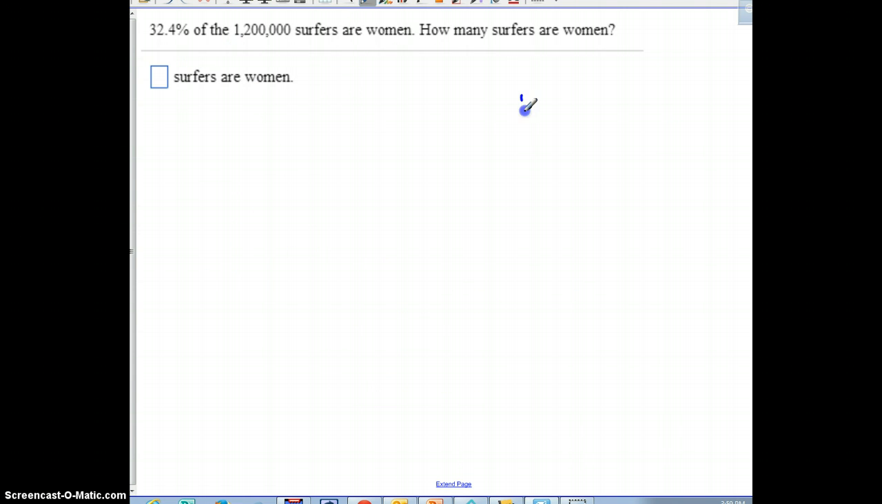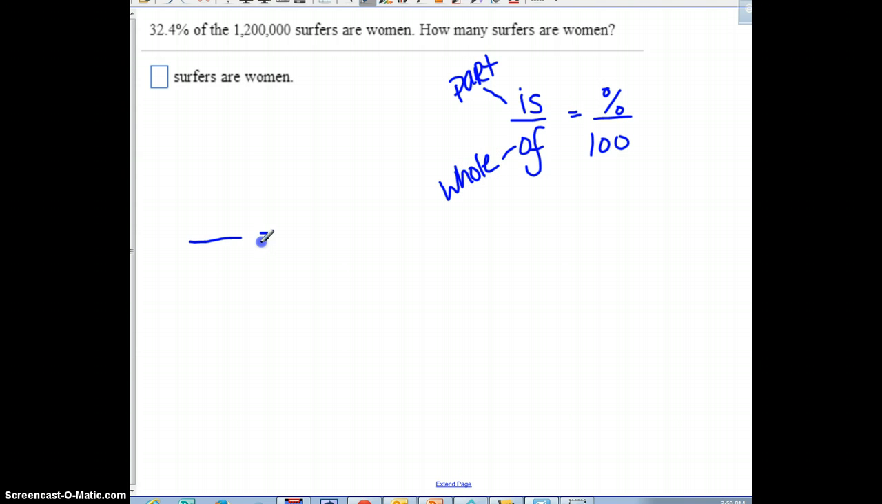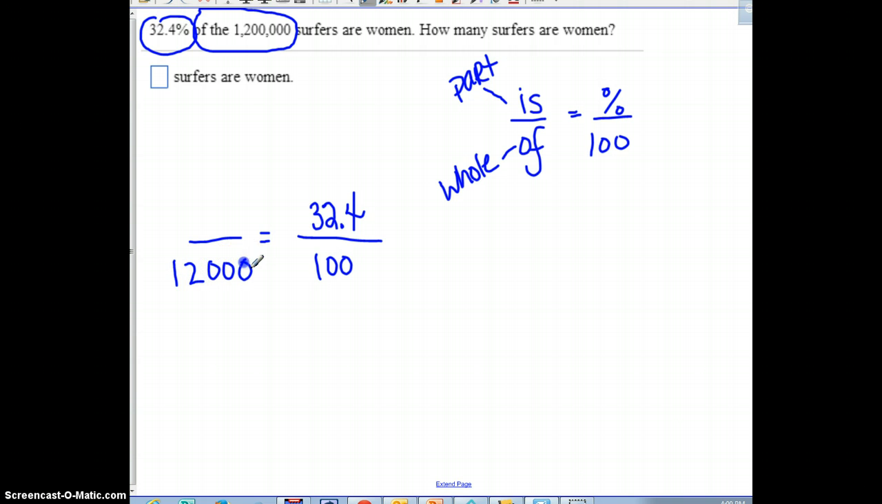Okay, now, this is another one of those that's going to be an application. So we're going to use a form of this. Is is sometimes referred to as the part, and of is sometimes referred to as the whole. So I know I'm going to be dealing with something like this. My percent in this problem is 32.4, and it says of this many surfers. So that means that's my total. And it wants to know how many of them are women. So that's going to be my N or X or whatever I want to use.